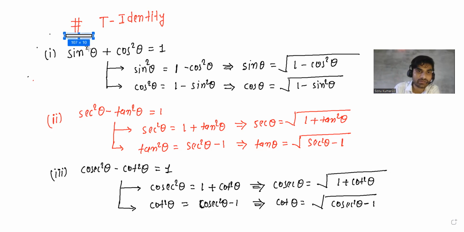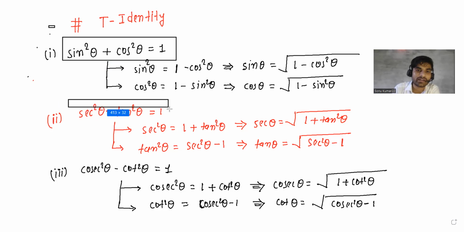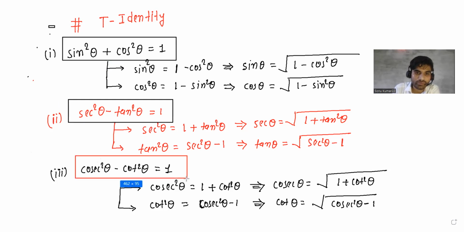This one is the first one. Let me write. Yes, this one is the first one, sin square theta plus cos square theta is equal to 1. This one is the second one, sec square theta minus tan square theta is 1. From the first one we can find sin theta value and cos theta value, from the second one sec theta value and tan theta, and from the last one we can find the cosec theta and cot theta value. Okay, cosec square theta minus cot square theta is 1. Okay. So we have discussed the full chapter of trigonometry.